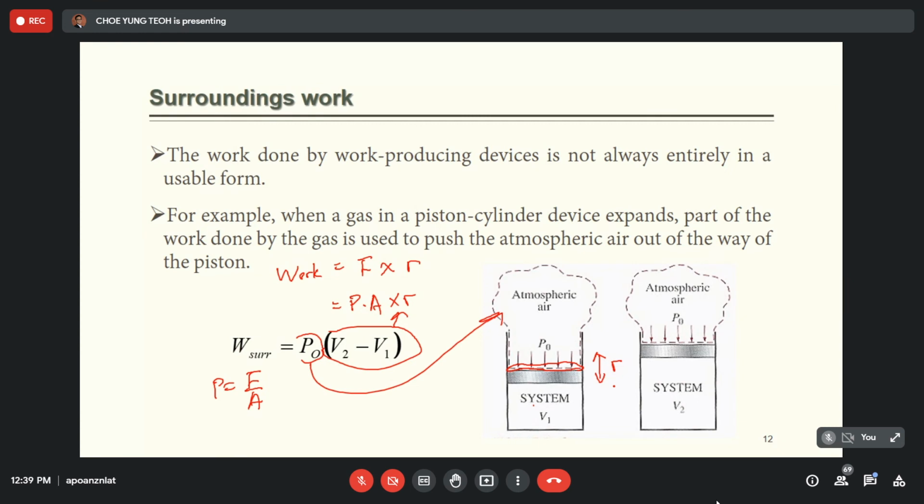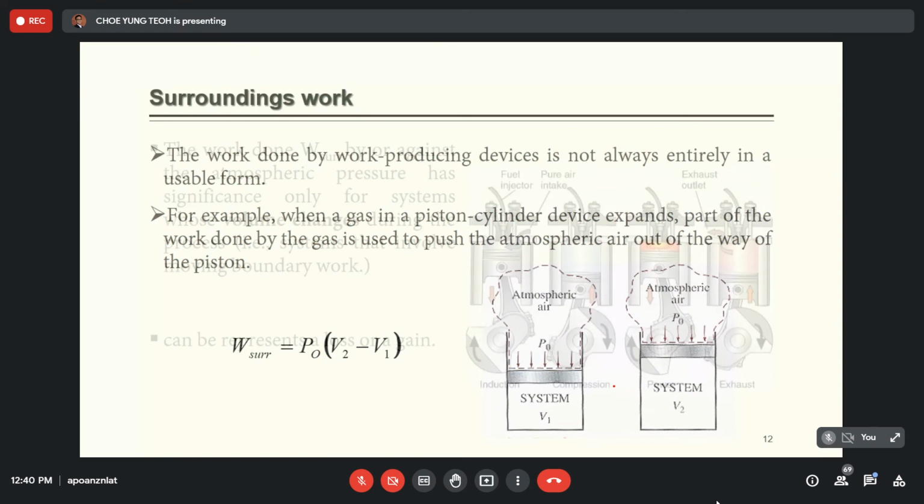You only need to consider the surrounding work when you need to push against the atmospheric pressure. In some cases, something like a rotation in a tank does not actually expose to the surrounding, so there is no need to calculate the surrounding work. Later I'll show you a sample.